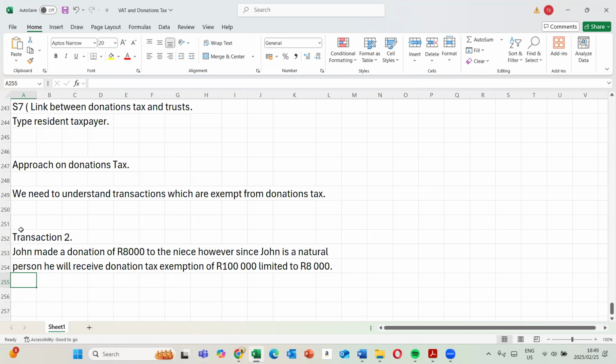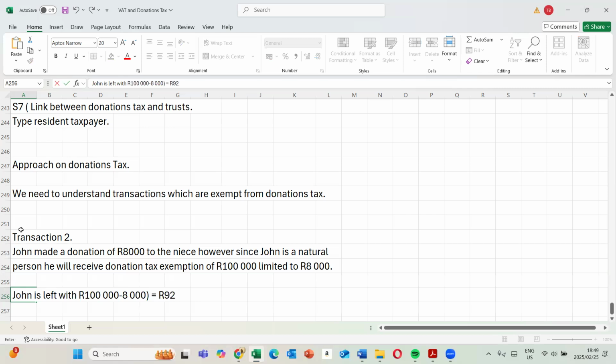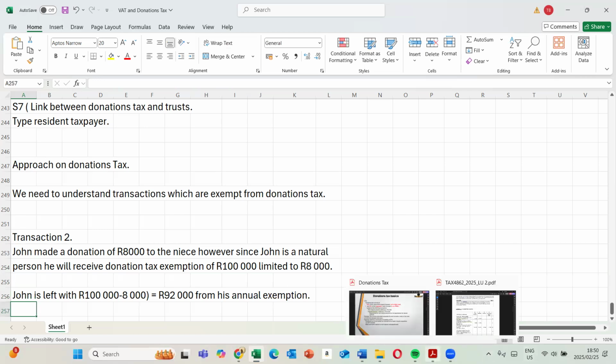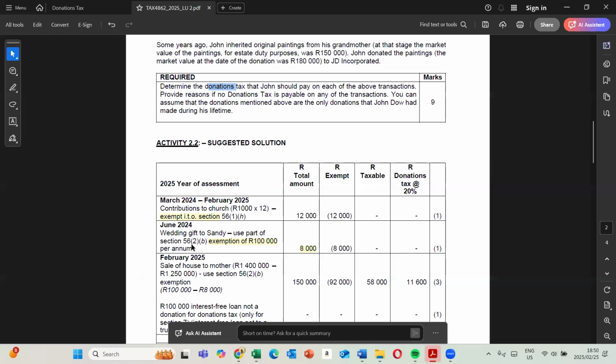And since that is being mentioned, we said we're going to limit it to that. That means after transaction 1, from transaction 3 going forward, John is left with 100,000 minus 8,000, which gives us 92,000. So from his annual exemption, his pocket, he can still receive another 92,000 exemption. That's what's happening here.